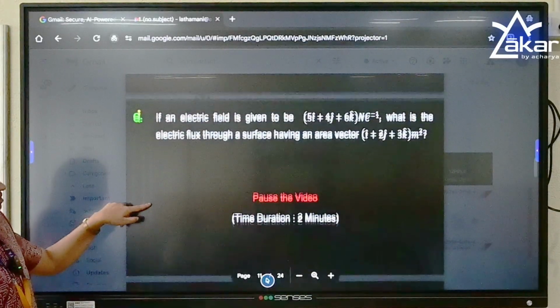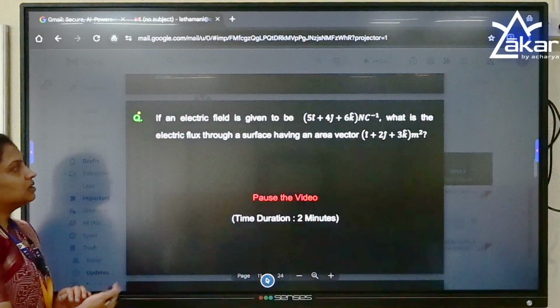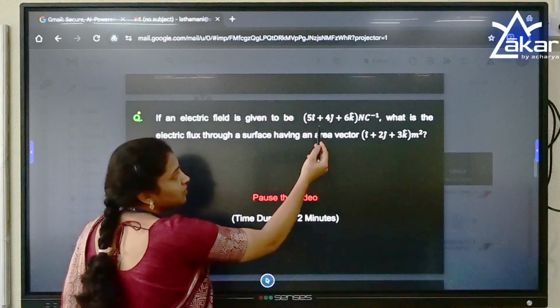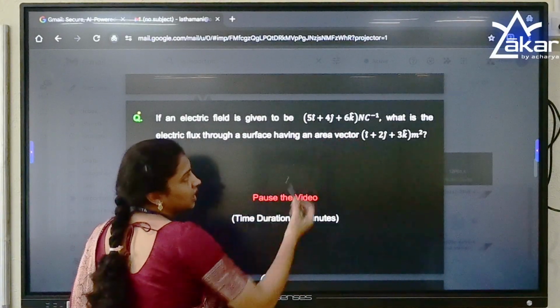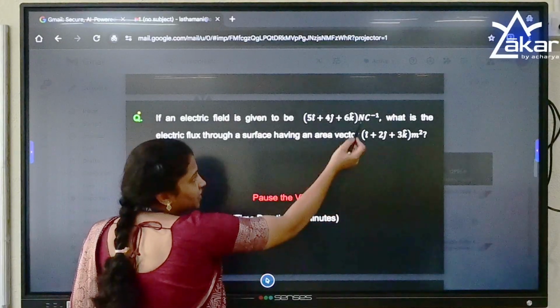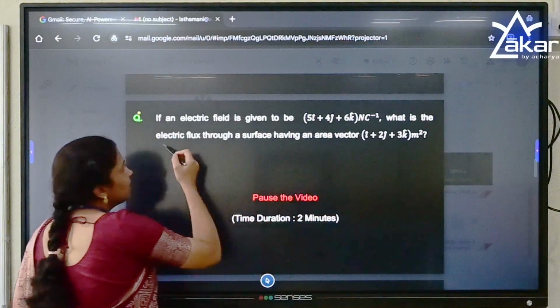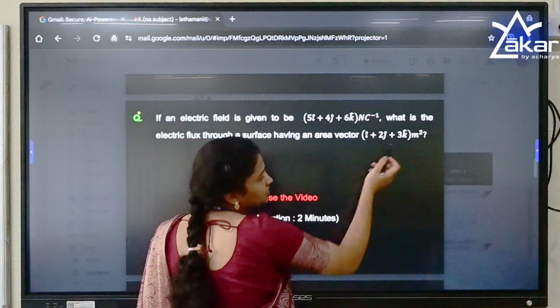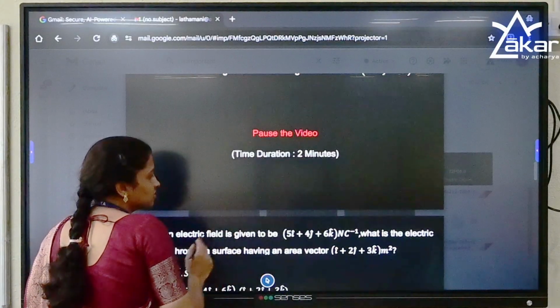Next, here is one question. If an electric field is given to be 5 i cap plus 4 j cap plus 6 k cap, this is a vector they have given. What is the electric flux through a surface of an area vector? We need to find it for this vector. So what will you do?